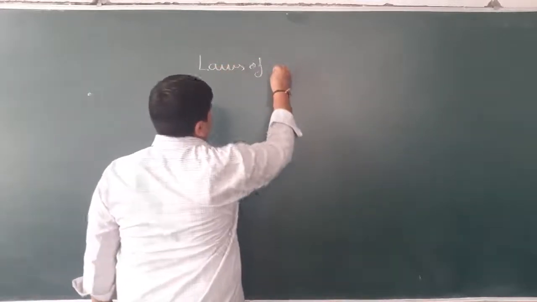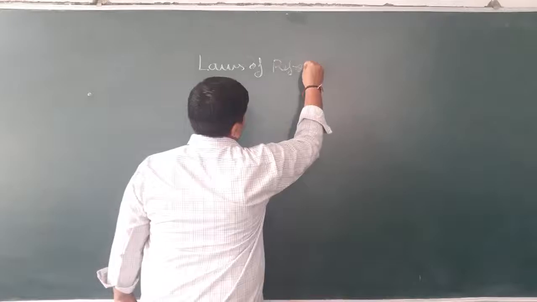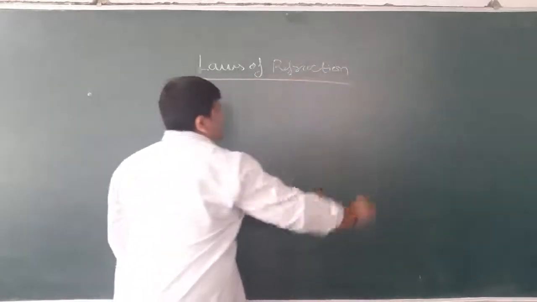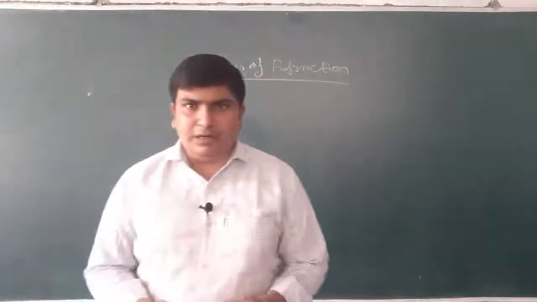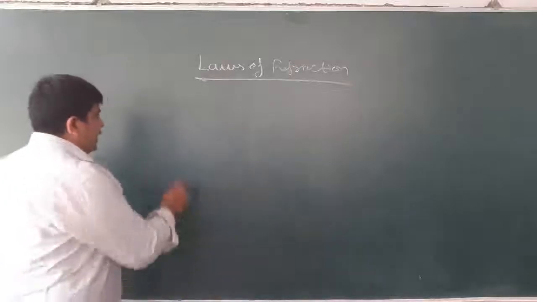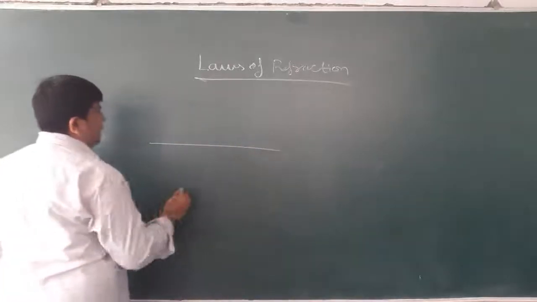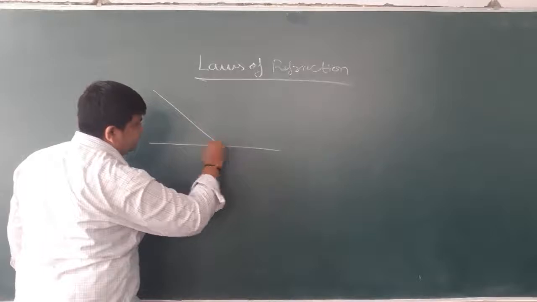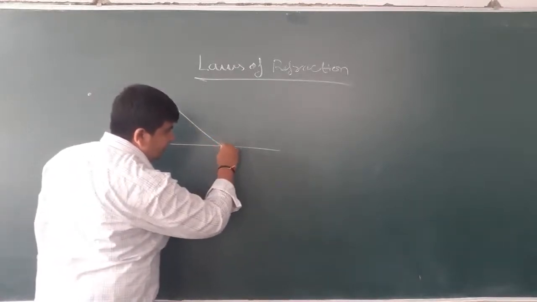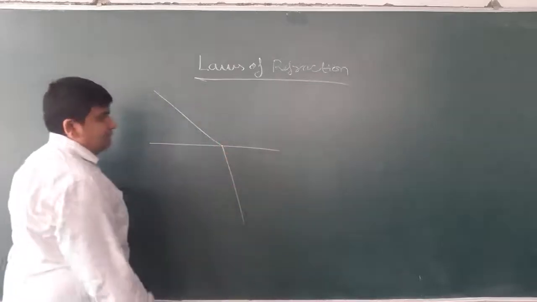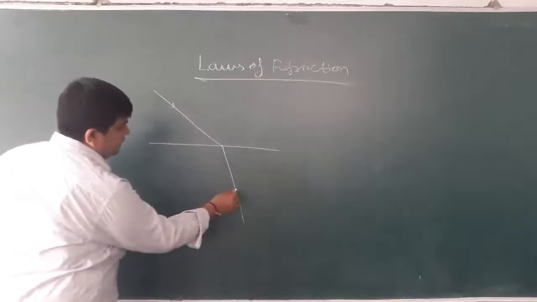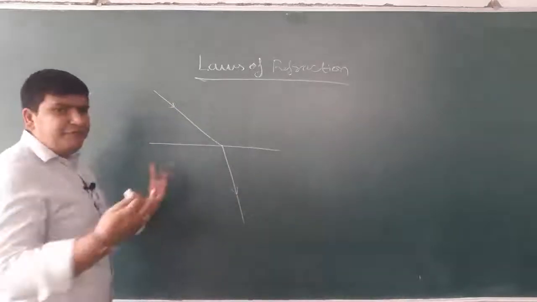Laws of refraction. It is a very basic fundamental phenomenon which you see on a daily basis. Whenever a ray of light passes from one medium to another, it bends, or we can say deviates from its path, and this phenomenon is called refraction. But this deviation has several outcomes.